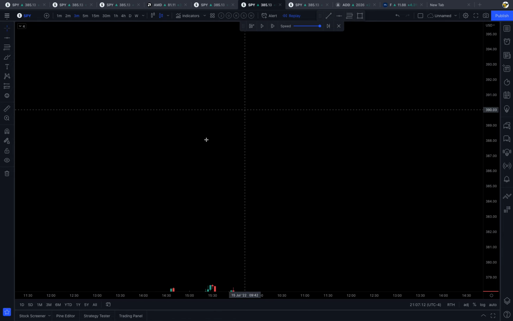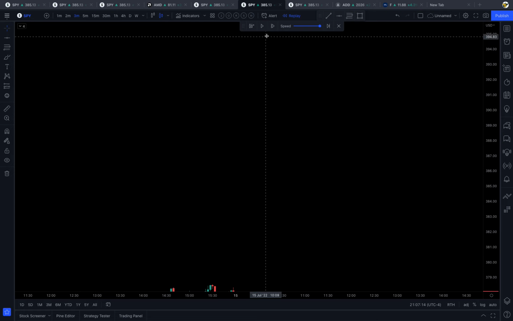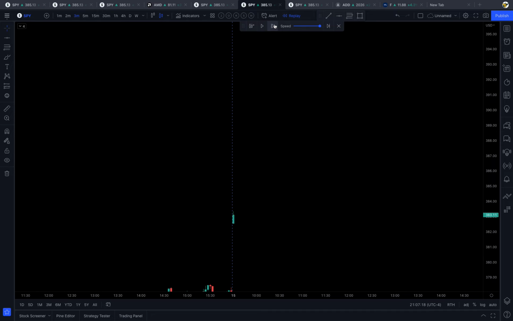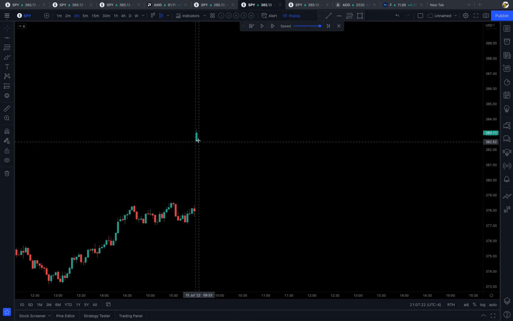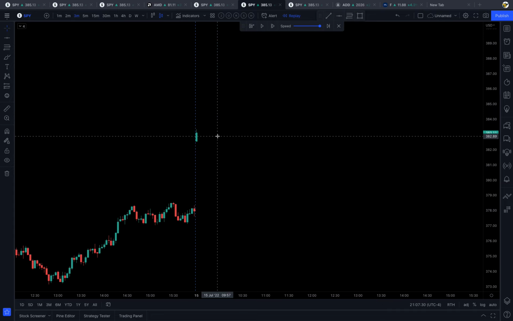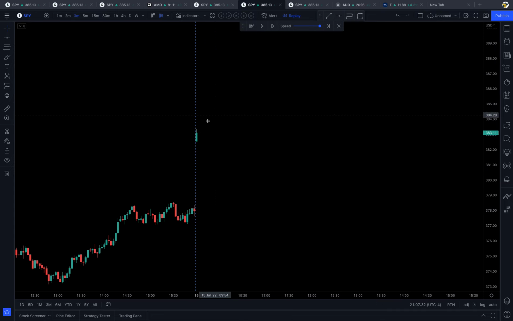So the 15th would be right about here. All right, so I'll do one candle at a time. Watch how it wicked down and it was almost a doji. So when it did that, I was like, I'm not going to play the 3 minute. I'm going to move to the 5 minute. But you could still play the 3 minute here. I chose to switch to the 5 minute.